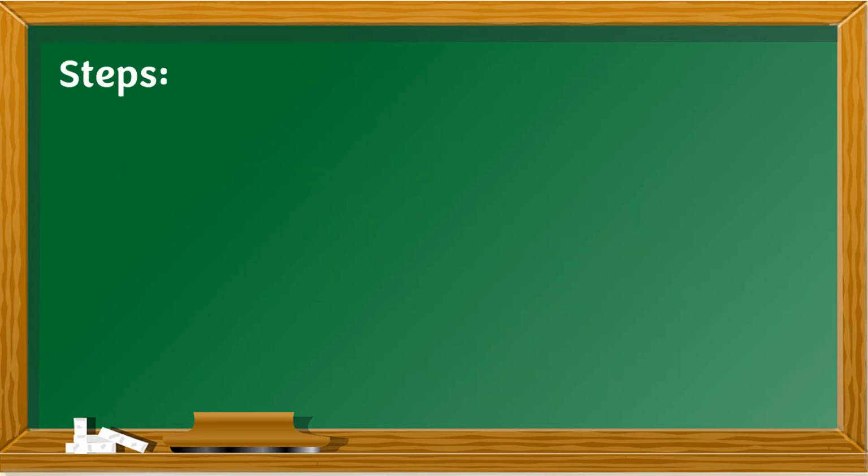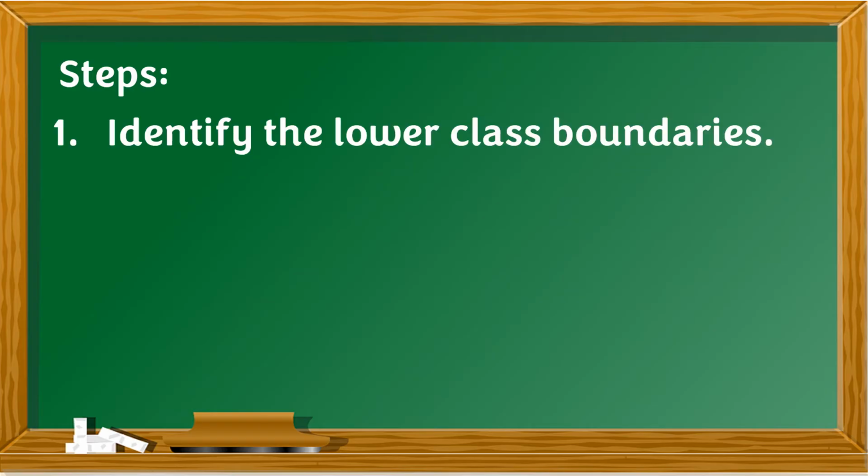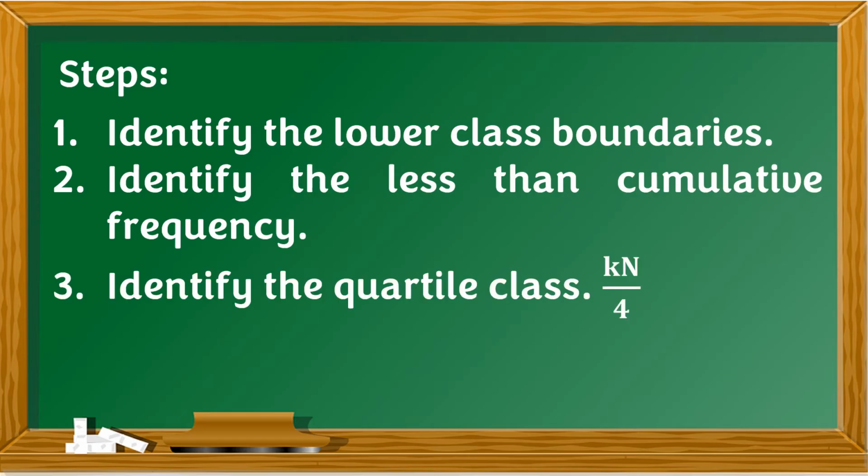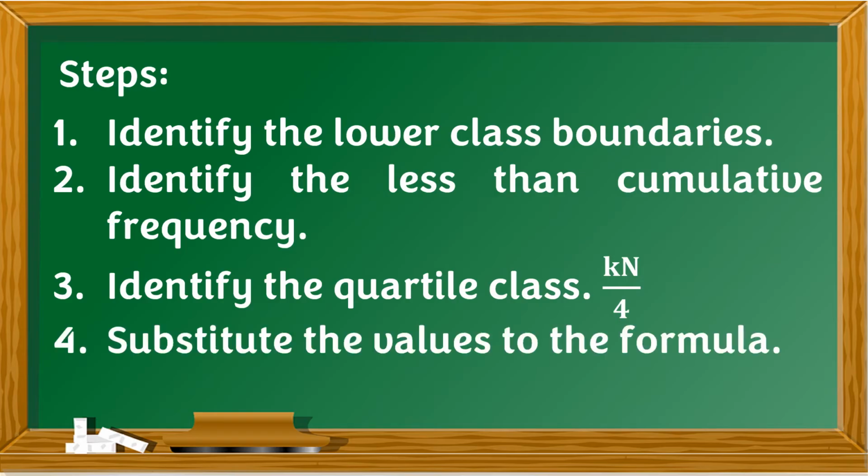Let's have now the steps in solving the quartile for grouped data. Step 1: identify the lower class boundaries. Step 2: identify the less than cumulative frequency. Step 3: identify the quartile class, that is kn over 4. And step 4: substitute the values to the formula and solve.